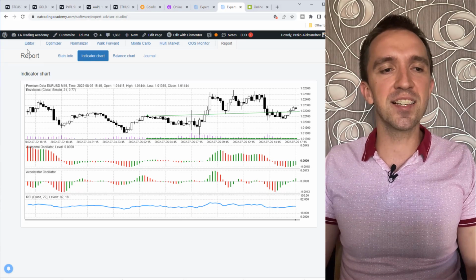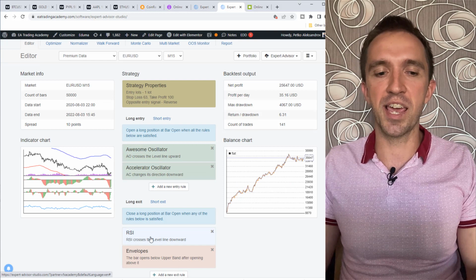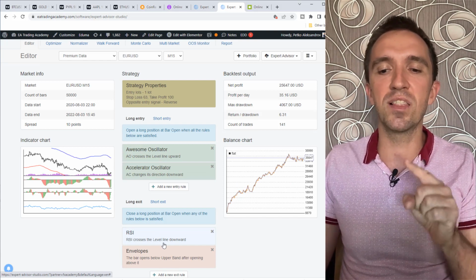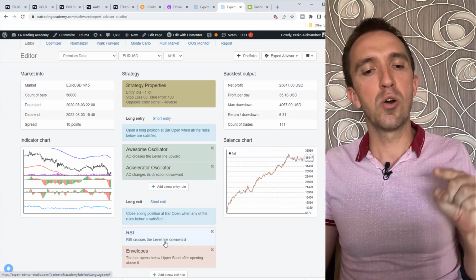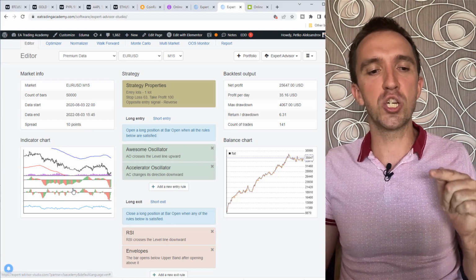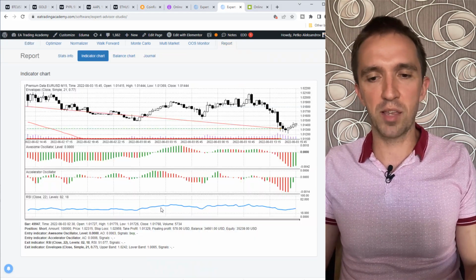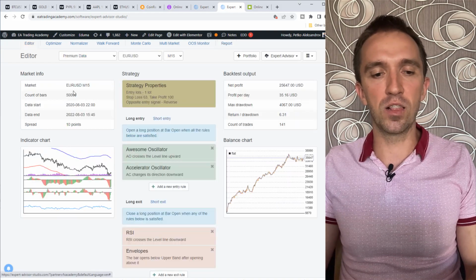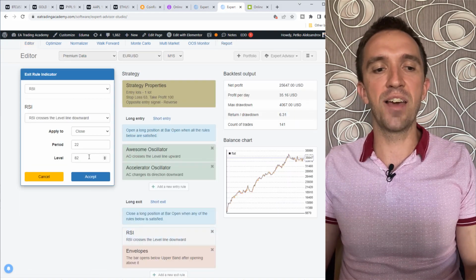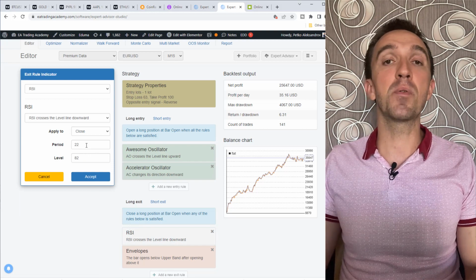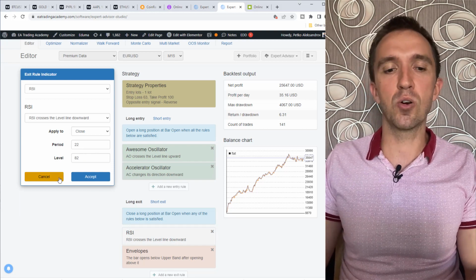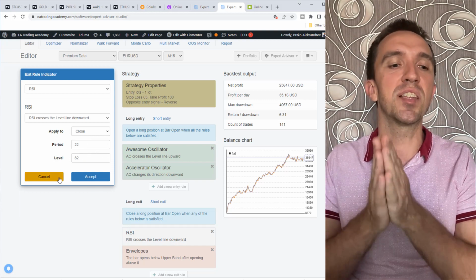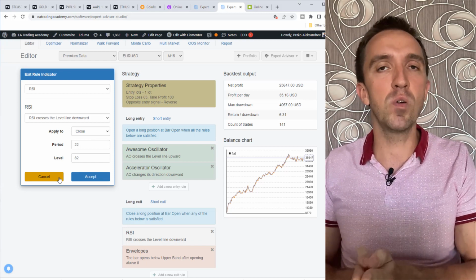What is the exit condition? We have two indicators. RSI crosses the level line downwards, which means that we should see, one more time, the level lines 82 and 18. So for the long trade, we have the level 82 with a period of 22. Okay, so we should see the RSI crossing the level 82 downwards.